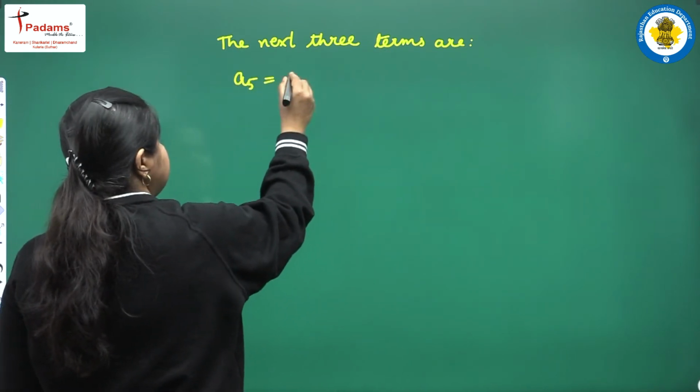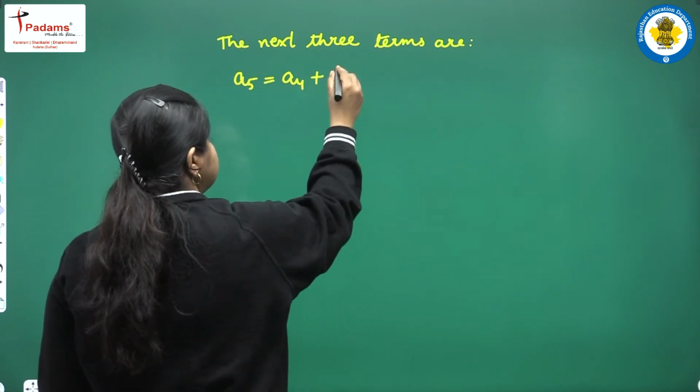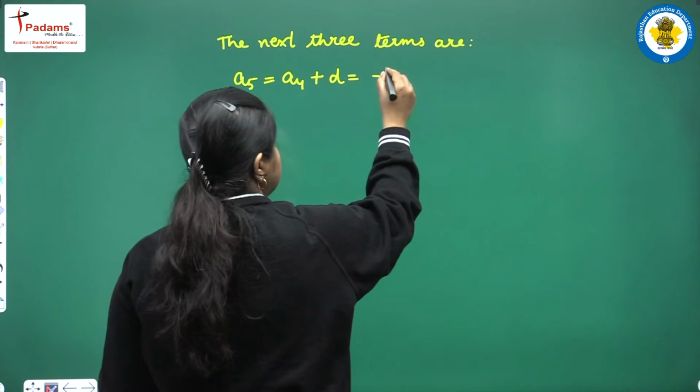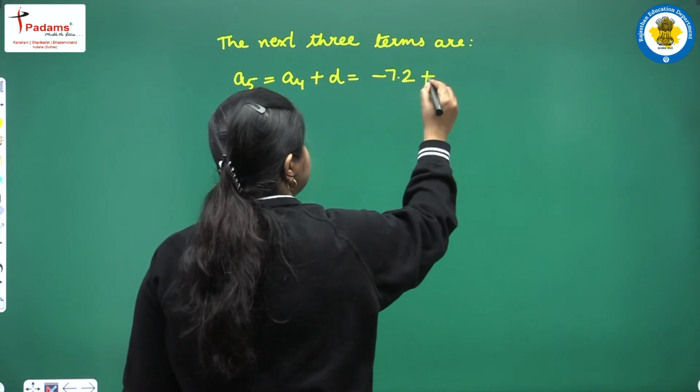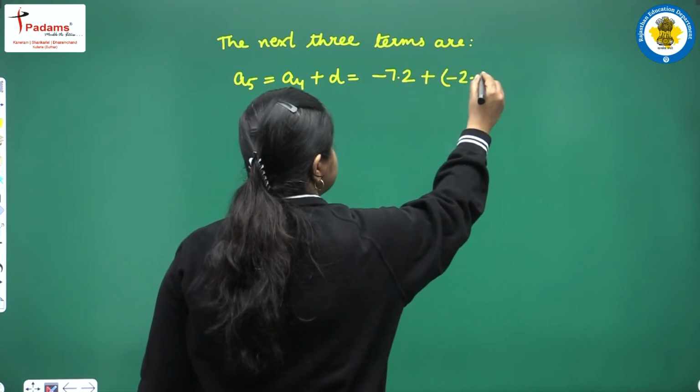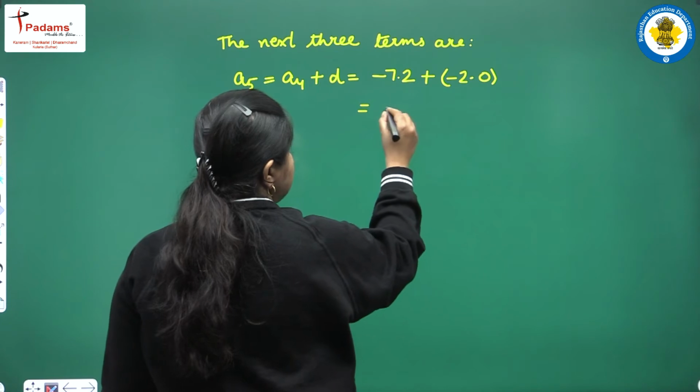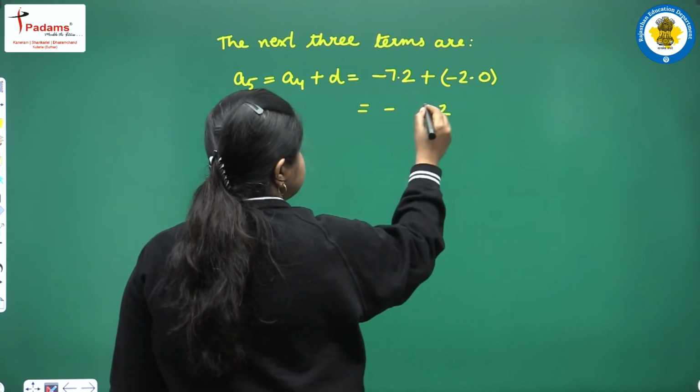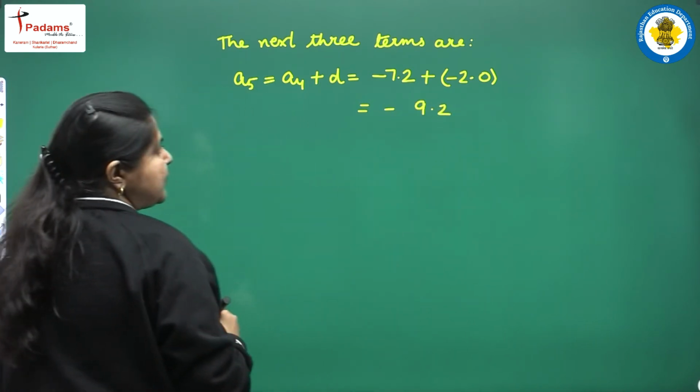fifth term. ये कैसे मिलेगी? फोर्थ टर्म में हम कॉमन डिफरेंस ऐड करेंगे. फोर्थ टर्म है माइनस 7.2 और कॉमन डिफरेंस है माइनस 2.0. दिस विल बी इक्वल टू माइनस 9.2, since 7 plus 2 is 9, so minus 9.2.